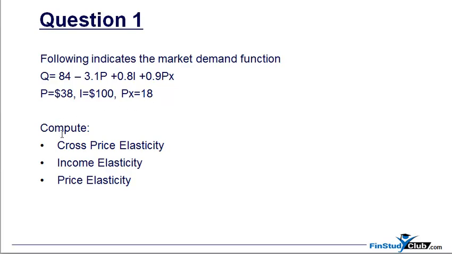Alright, so what we need to compute are the cross price elasticity, the income elasticity, and the price elasticity. So how would you do that? Let's understand. Let me first work out the price elasticity. If you look at the coefficient of P, it's minus 3.1. That indicates that the change in quantity by the change in price is equal to minus 3.1. So that's nothing but the slope, right? The change in y by the change in x is equal to minus 3.1.